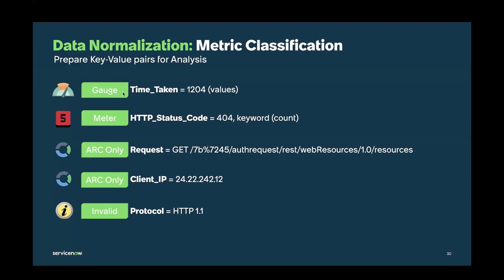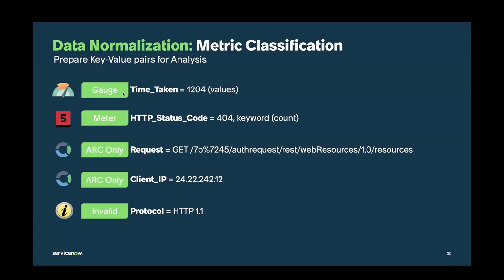In Health Log Analytics, the key value pairs are broadly classified into a metric classification of gauge, meter, and ARC, which is automatic root cause. A gauge is a measure of an actual number, like the time taken in an access log. Meter properties are those that we count, like the number of times an HTTP status code appears in a given time frame, or the number of times a keyword like error appears.